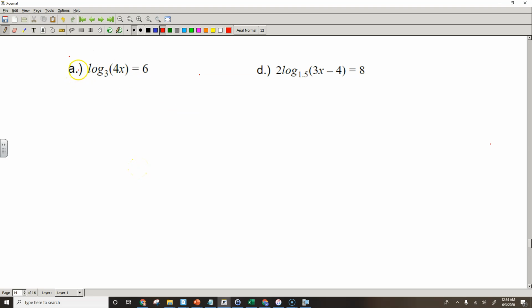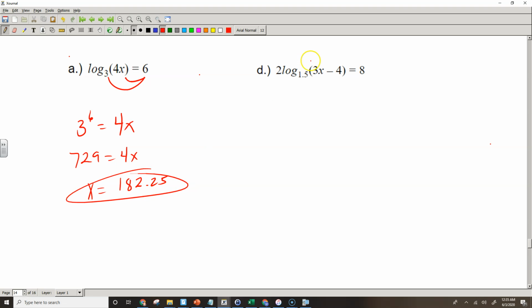So part A, this is a log equation. We already have the log expression by itself, so I'm going to shark fin it and say 3 to the 6 is 4x. And we have 3 to the 6 is 729. 729 equals 4x. And if I divide by 4, I get 182.25 is my answer for A.